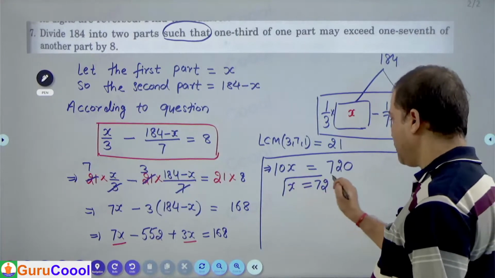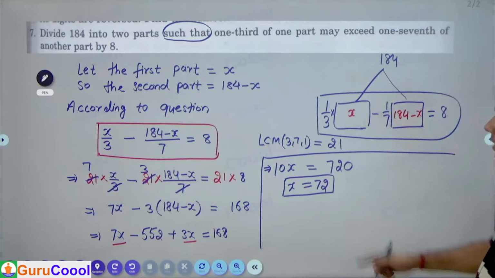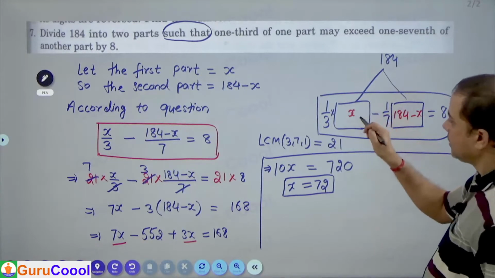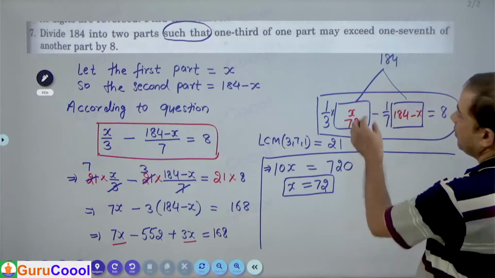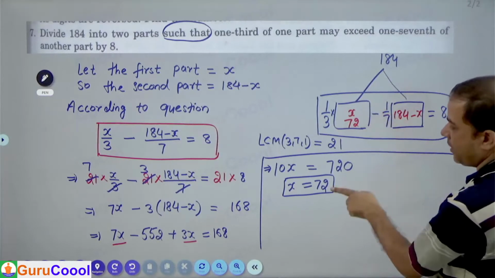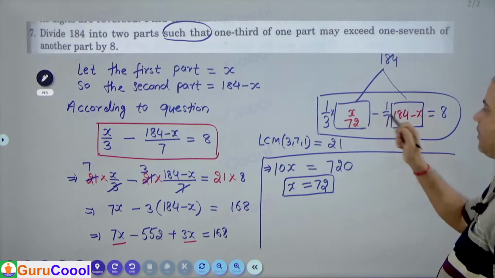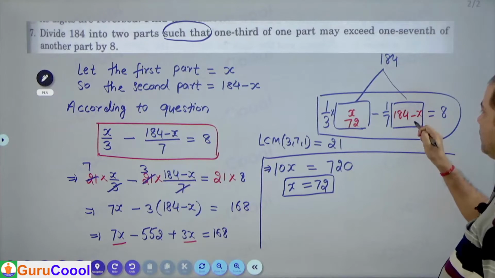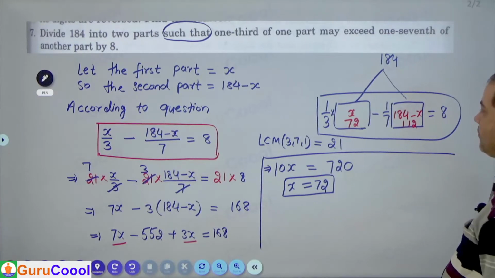X is 72, not a decimal, it's a whole number. We got the value of x. That means the first part is 72. First part is x, that means 72. And what is the second part? 184 minus 72. How much is it? 112, right? Correct?